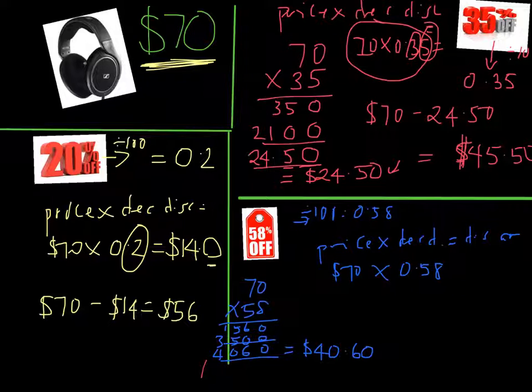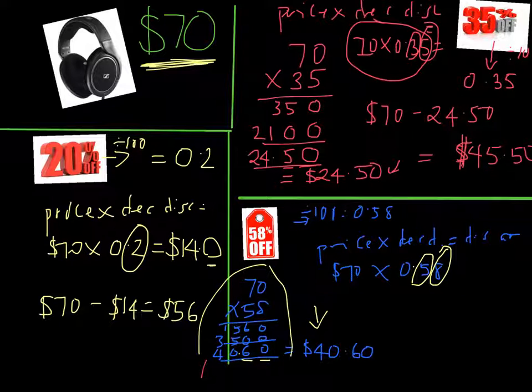So yet again, you can see that I've used a strategy to complete that multiplication. You'll notice that there were two numbers after a decimal point in the question, so there must be two numbers after a decimal point in the answer. Therefore, our discount amount is $40.60. To find our new price, $70 take away $40.60 is equal to $29.40.